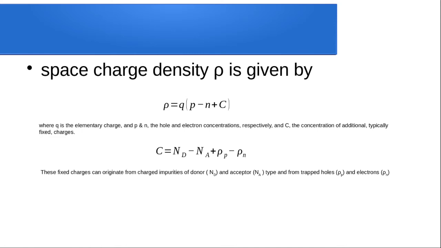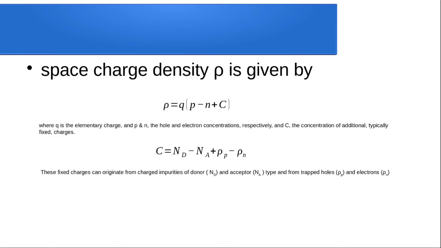What is a trapped carrier? As you know, while we discussed the energy band diagram, we had fixed the conduction band, the valence band, and in between we had the Fermi level. But within the forbidden gap, which is between the conduction band and the valence band, we had assumed that there are no energy states.